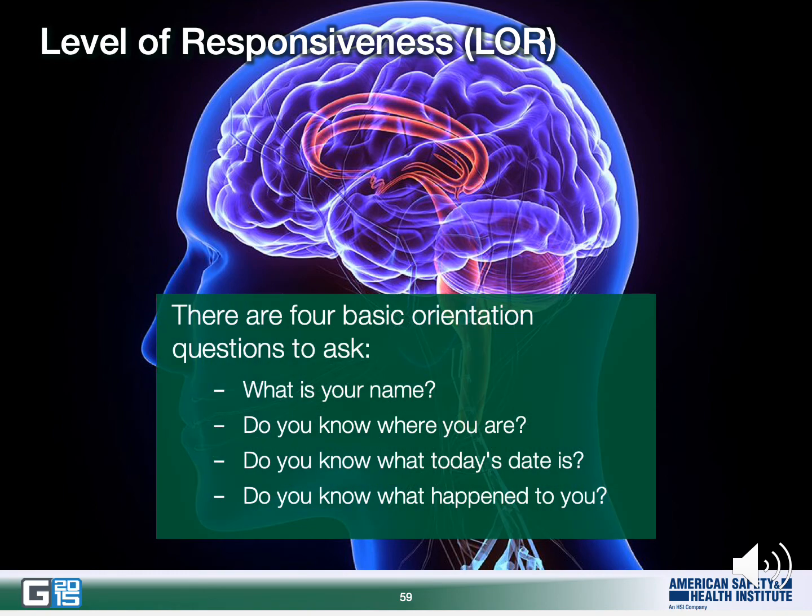Okay, if someone is alert, it can be helpful to determine how oriented she is. There are 4 basic questions. What is your name? Do you know where you are? Do you know what today's date is? Do you know what happened to you?